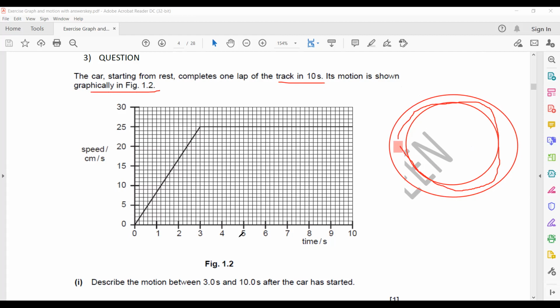So the speed-time graph, speed is in centimeter per second and time is in second. So a speed-time graph is shown for the motion of a car. Describe the motion of the car from 3 seconds to 10 seconds. So from 3 seconds to 10 seconds, what is happening to the car? How do you explain the motion of the car from 3 seconds to 10 seconds?